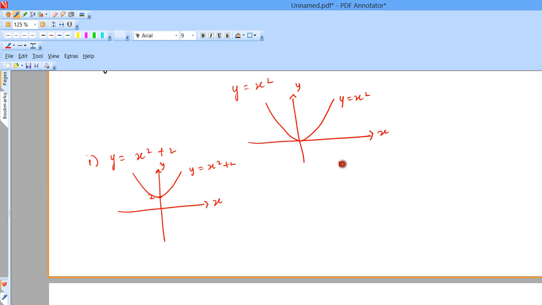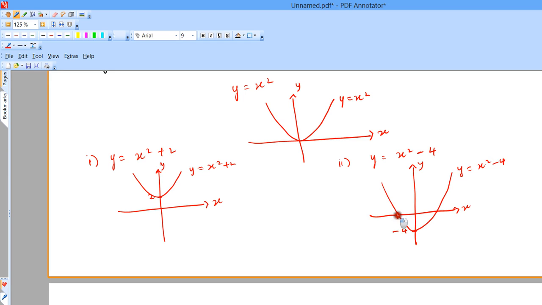And then, if we have y equal to x square minus 4, it means we need to shift the graph 4 units downward, to negative 4. Draw the x and y axes, and then we label y equal to x square minus 4.